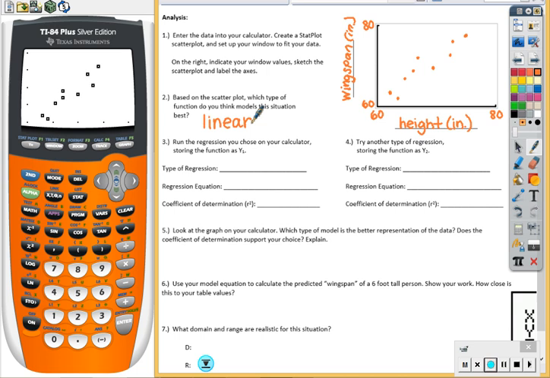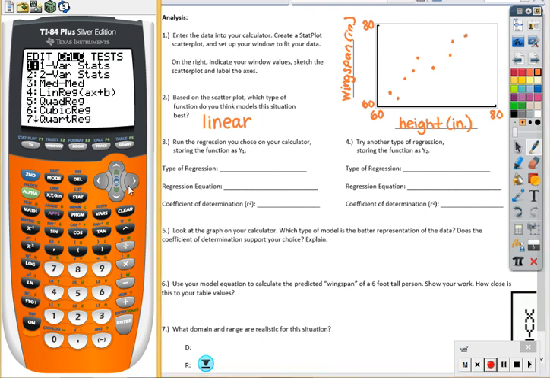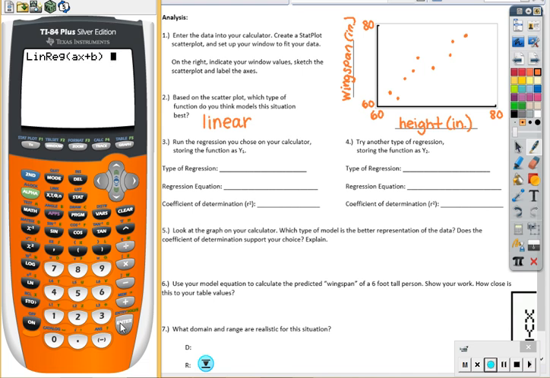Once I've decided on that, I'm going to run the regression, and that just means find out what equation, what y equals mx plus b works. Again, the button is stat, this time calc. We've done this before. And we're going to go to linreg.